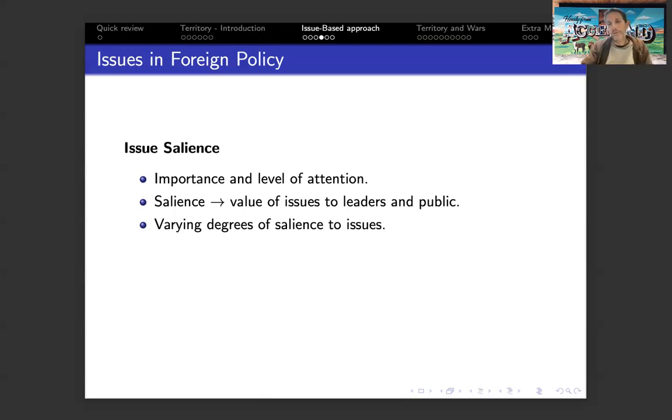Now, the degree of salience can vary between different types of issues, of course. First of all, we view that as the importance that is attached to an issue by the different actors involved, or the extent to which people and leaders value an issue. That's the variation that can exist between different issues when it comes to salience.